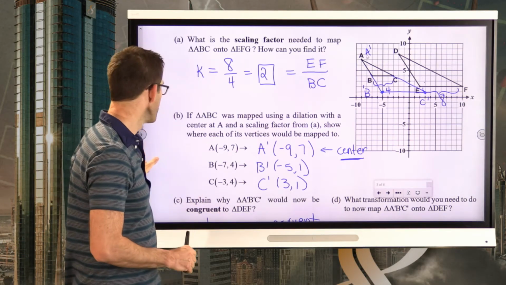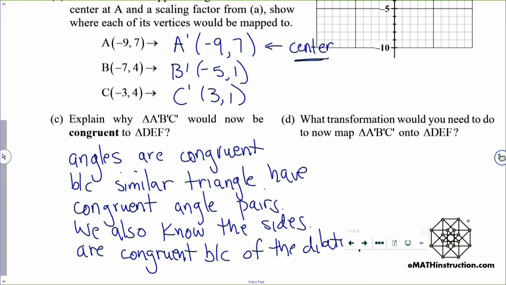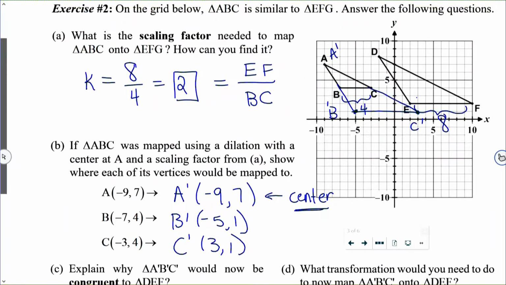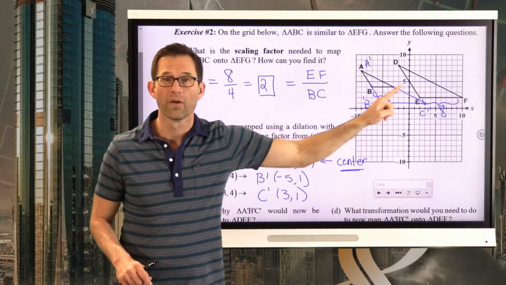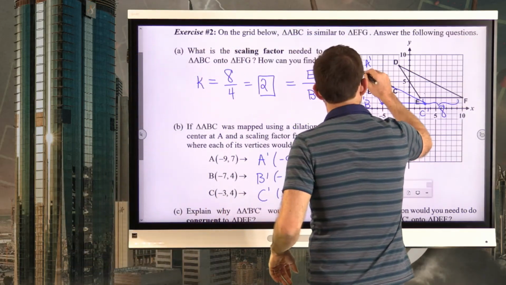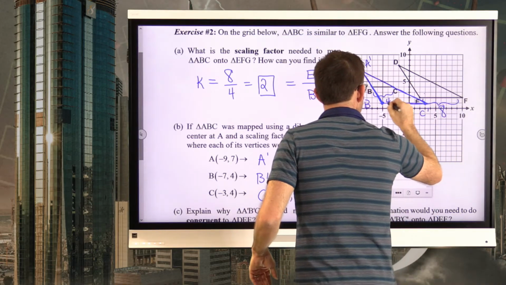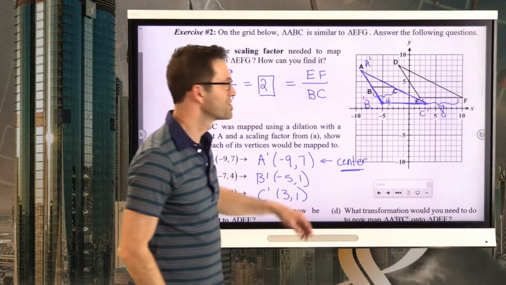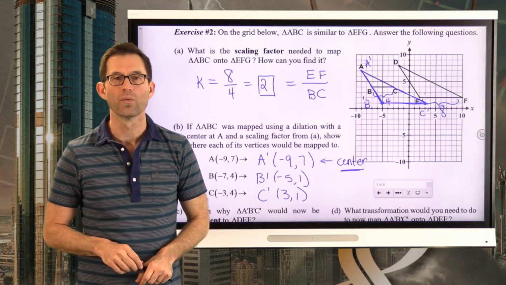So let's take a look at letter D. Letter D. What transformation would you need to now map triangle A prime, B prime, C prime onto triangle DEF? So, there we go. Couldn't get my board to go back up. What do you think? What would I have to do to take this triangle now? Let me try to outline it a bit better. What would we have to do to map this triangle now so that it lies on top of that one? Pause the video and think about what rigid body motion would be needed.